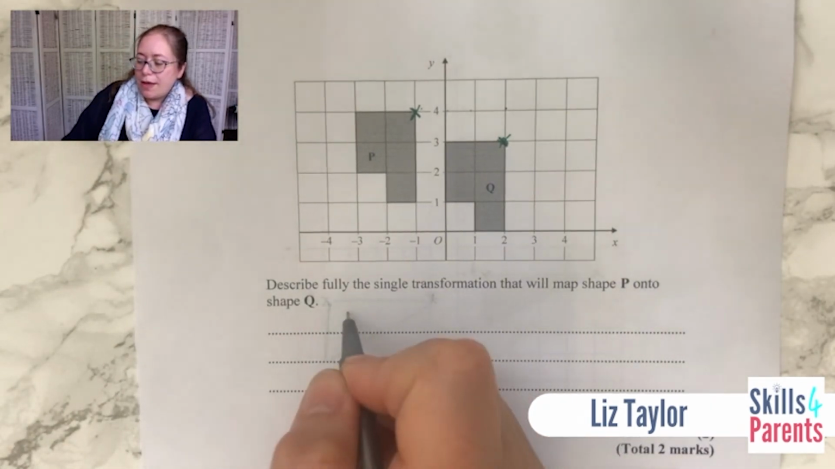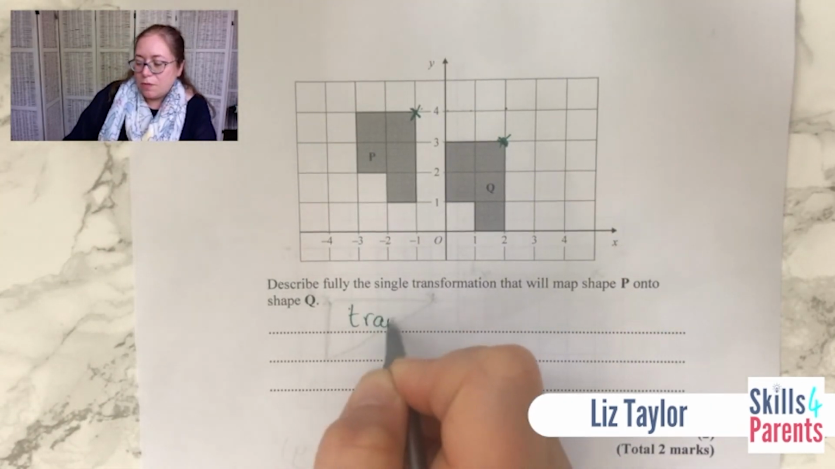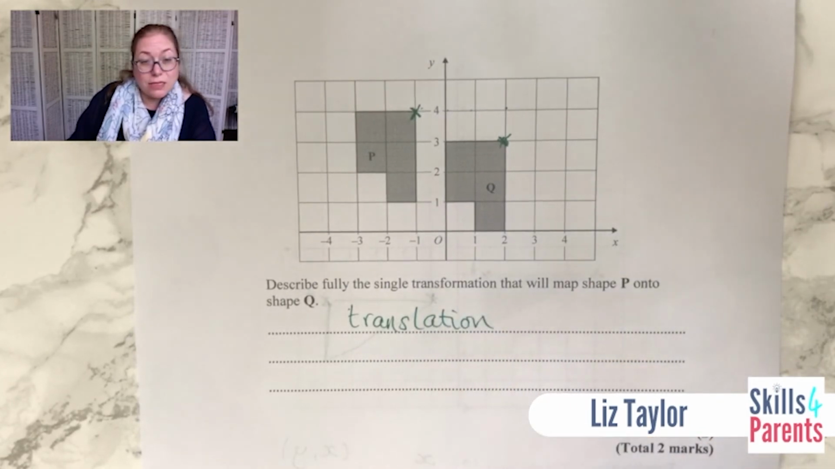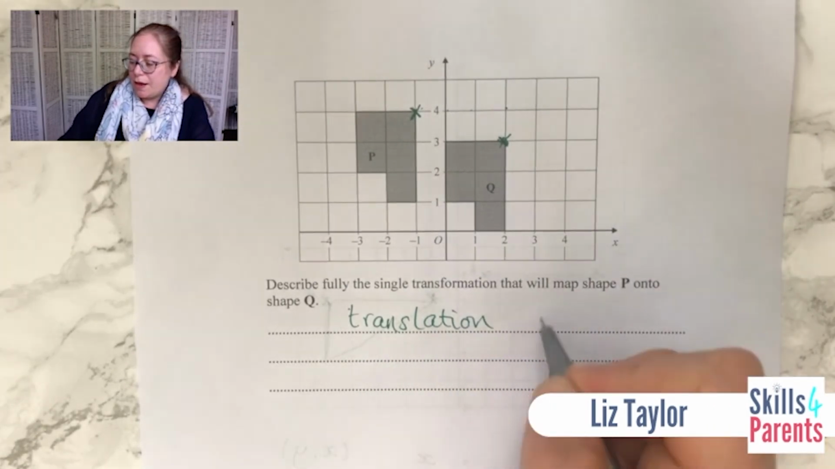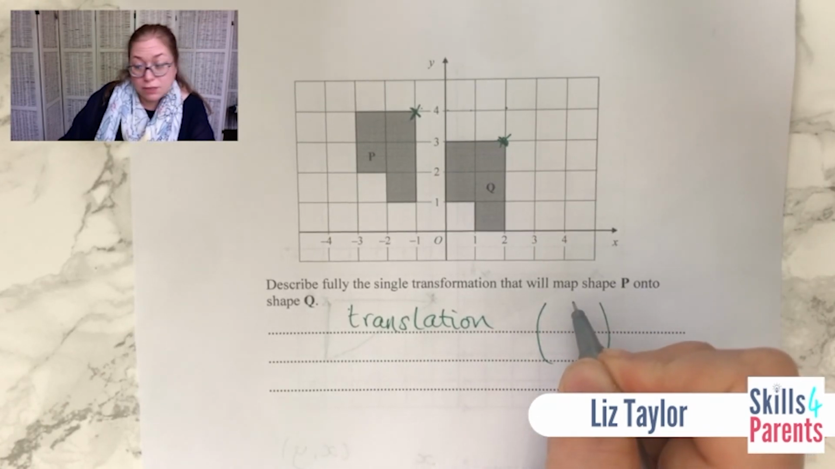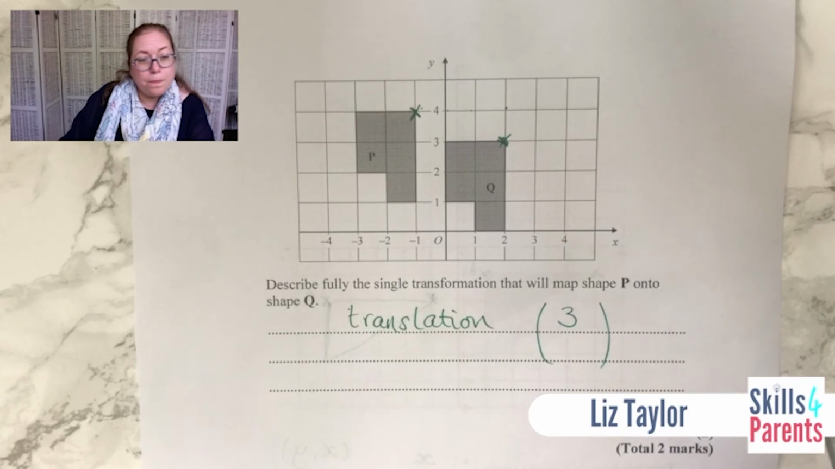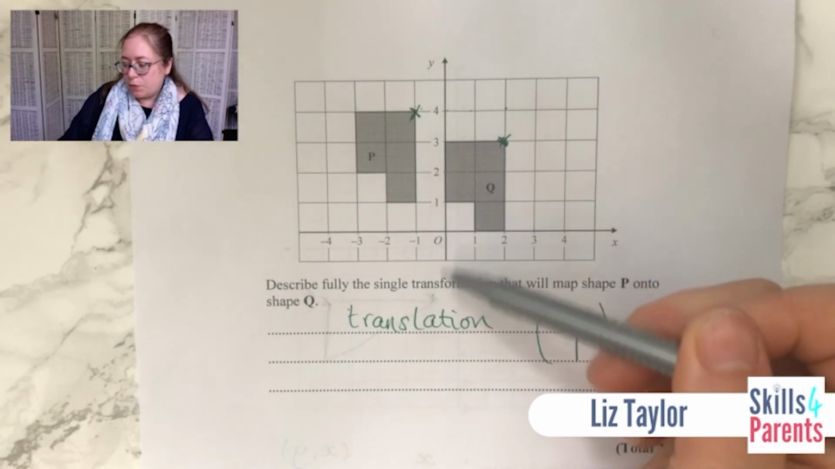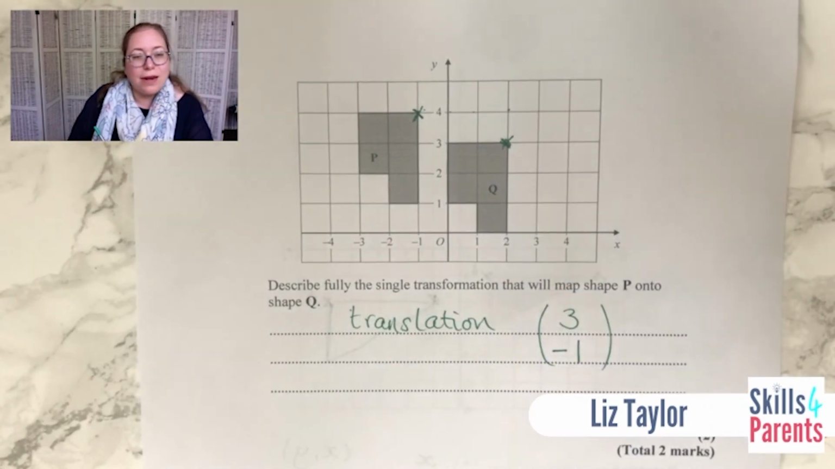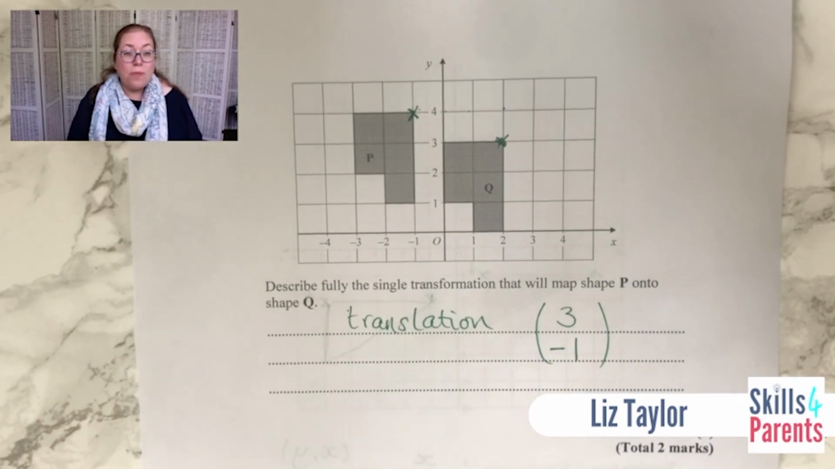So we write here translation, because that tells whoever's marking it that that's what the transformation is. And then we want our vector, and we said 3 to the right, so that's the top number, and then 1 down, so that's the bottom number, but because it's down and below the 0 is negative, we make that minus 1.